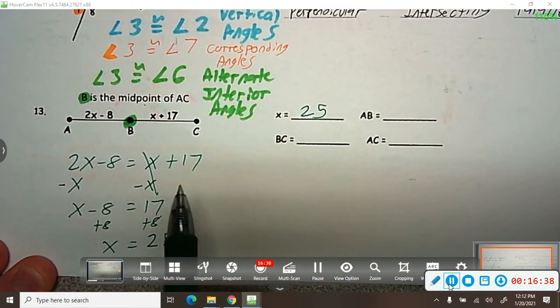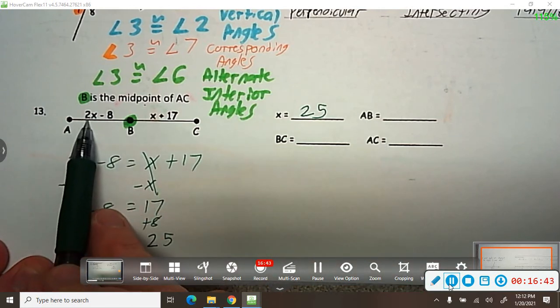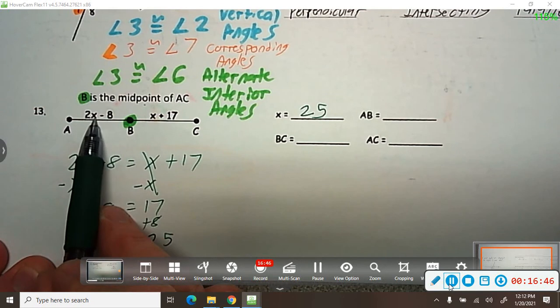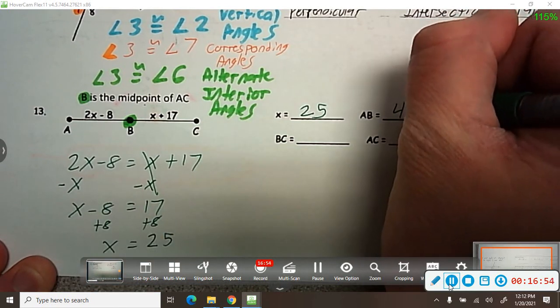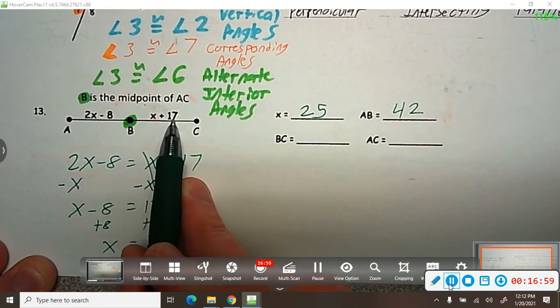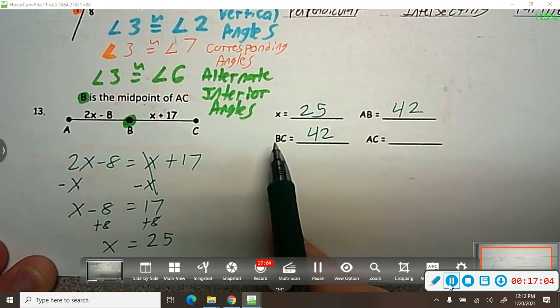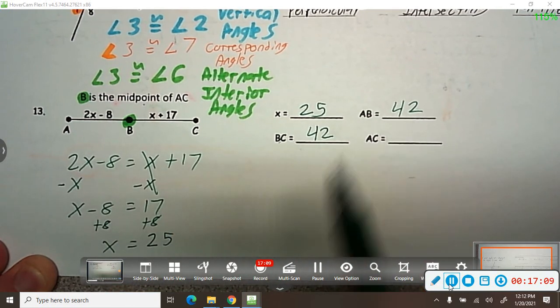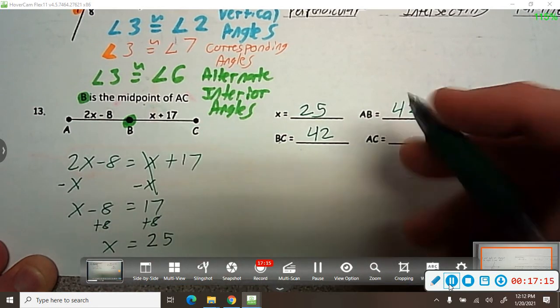And then let's fill in the rest. AB would be 2 times 25 minus 8. 2 times 25 minus 8, that's 50 minus 8, which would be 42. BC would be 25 plus 17. 25 plus 17 is 42. These should be the same because they're midpoints. B is in the midpoint, so those should be the same. Now what would the whole thing be? So what is 42 plus 42? That is 84.